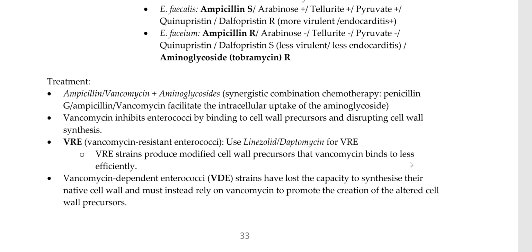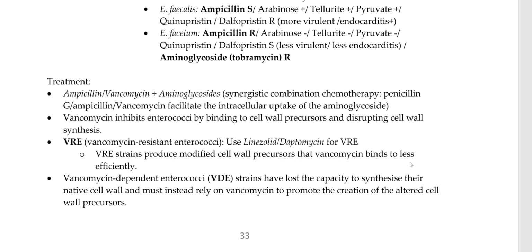As we know, vancomycin inhibits enterococci by binding to cell wall precursor and disrupting the cell wall synthesis. But there are vancomycin resistant enterococci also, in which the strains produce modified cell wall precursors. So vancomycin cannot bind to the bacteria. So in such cases, you should use linezolid and daptomycin. I'm not recommending quinupristin or dalfopristin because if it is Enterococcus faecium, they may show intrinsic resistance.